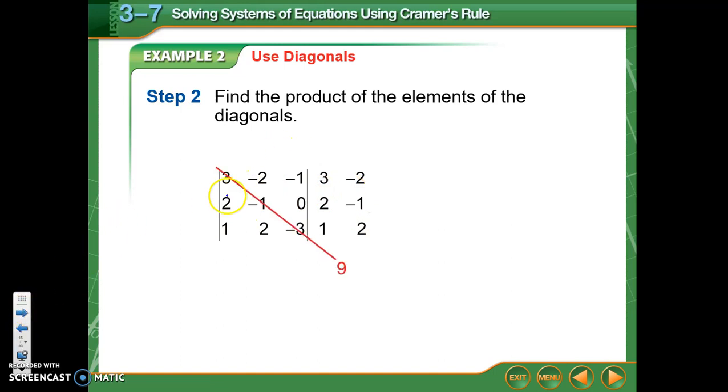I'm going to start and do diagonals from the top left down. So I'm going to do 3 times negative 1, which is negative 3, times negative 3, which equals 9. Then I'm going to do another diagonal. Negative 2 times 0 times 1, which is 0, and negative 1 times 2 times 2, which is negative 4. Now I'm going to do diagonals in the other direction. So 1 times negative 1 times negative 1 is positive 1.